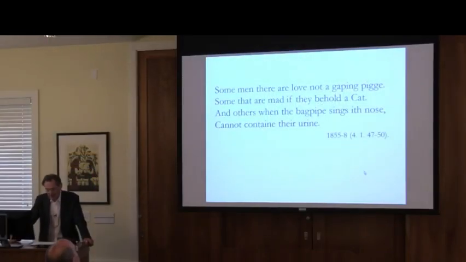It's a famous part of his speech, with some comparisons. Some men, there are love not a gaping pig, some that are mad if they behold a cat, and others, when the bagpipes sing in the nose, cannot contain their urine. He's saying there's no reason for any of these things, and just as the same way, there's no particular reason for him to pursue his case. And so the Duke says, we want tender courtesy. And Shylock responds by talking about pigs, cats, bagpipes, and an irrepressible desire to urinate. He's showing absolute contempt for everything that Cicero tells you to do. He's showing contempt for the court. He knows the rules, but he's refusing them. And he can do that because he thinks his cause is absolute.